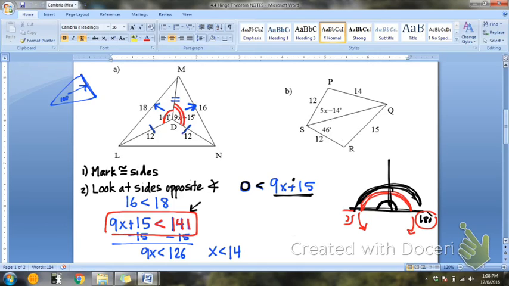So let's write this as our step number 3. The angle also must be greater than 0. So we're doing two things. The angle has to be less than 180 and greater than 0. And we've already checked the less than 180. So let's check greater than 0. So we're going to go ahead and solve this. I'm going to subtract 15.